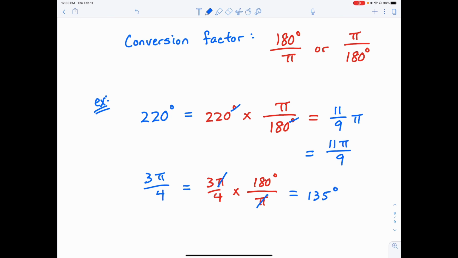So I hope this video helped you learn how to convert from degrees to radians and radians back into degrees whenever you need to. Just make sure to use the right conversion factor and have the units guide you to the right answer.